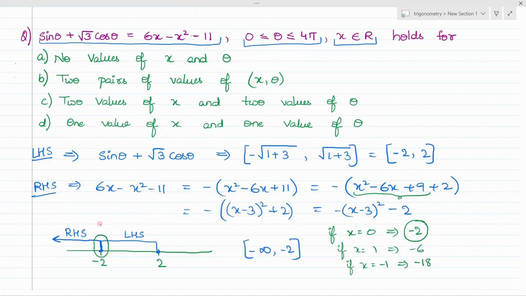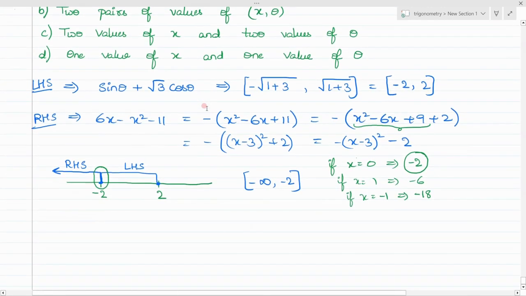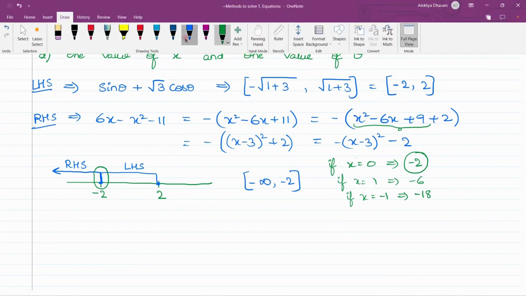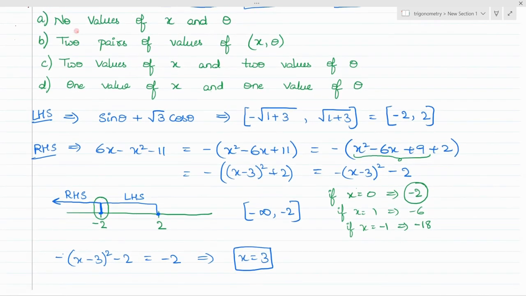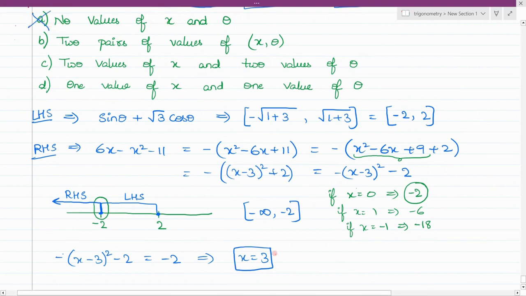So we'll equate the RHS with this minus 2 and let's see what happens. Equate this value with minus 2, that is minus of (x minus 3) whole square minus 2 equal to minus 2. From here we get x is equal to 3. So we'll have just one value of x. So if you see the options now itself, it is given as no value of x, but this is not correct. We will have one value of x.